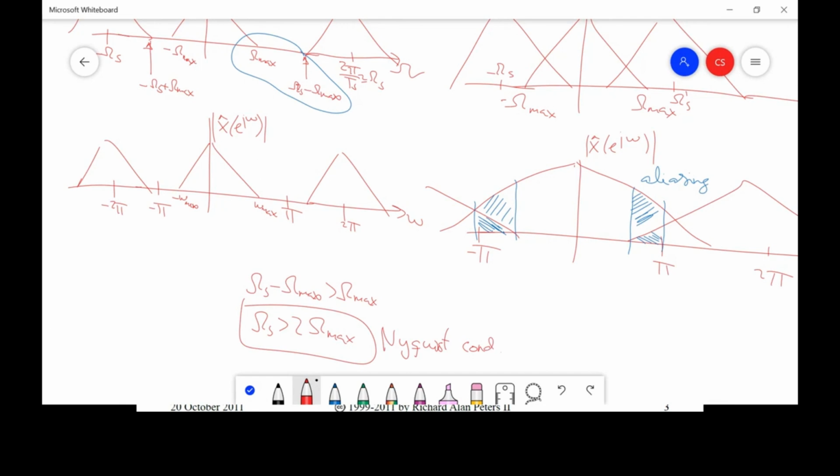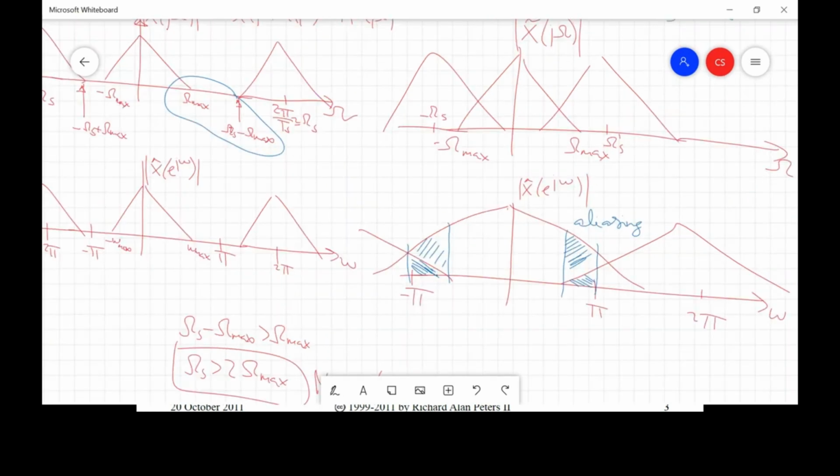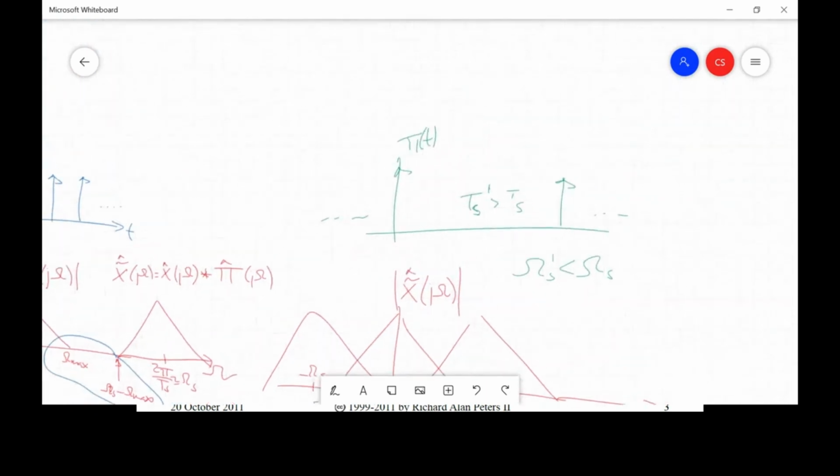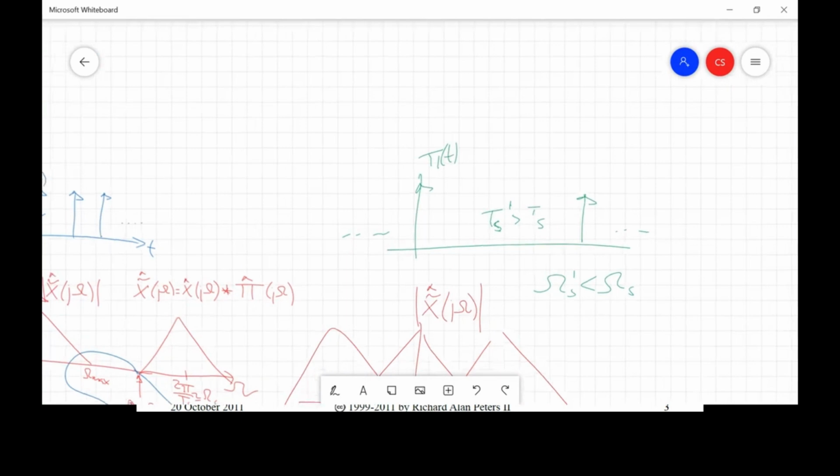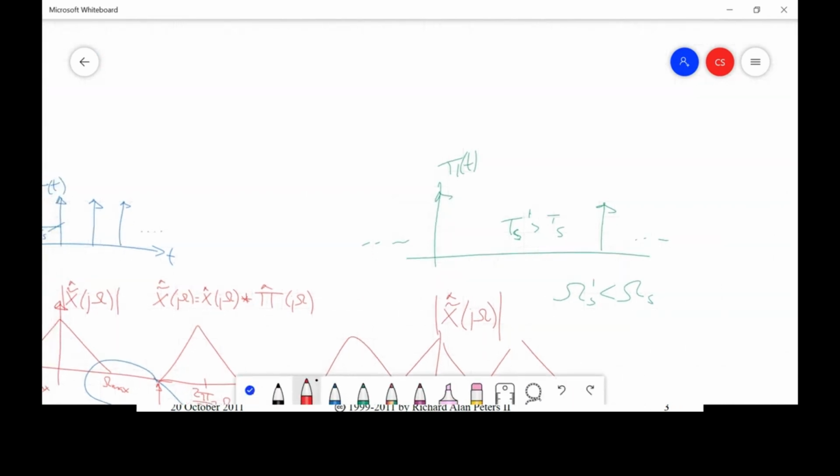So you have to sample at a frequency such that this is respected. And okay, what is the solution? To make sure that this is fulfilled, if you know that your sampling rate will be omega s prime, what you can do is before downsampling.